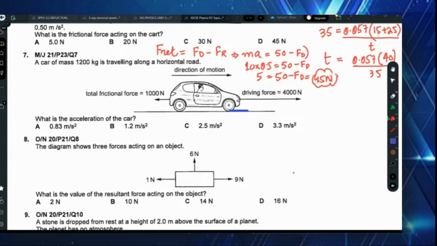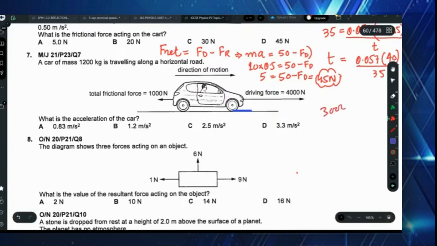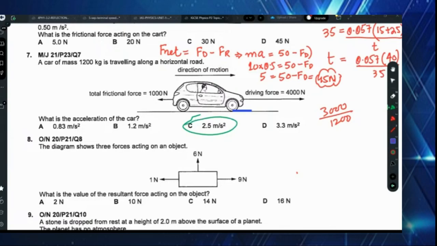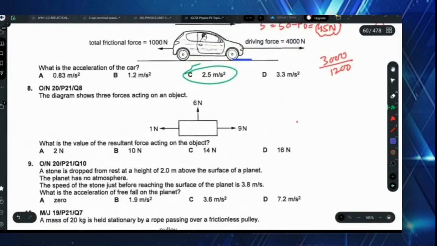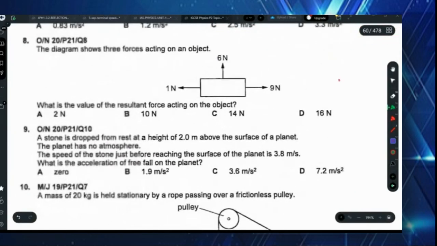Okay, so yes, that is C. You people are right. Again, same formula. Driving is 4,000 minus 1,000, which is 3,000. 3,000 divided by 1,200 will be 2.5. Okay. Next question, question number 8 and 9. Well done. I will bring momentum just after these two questions.